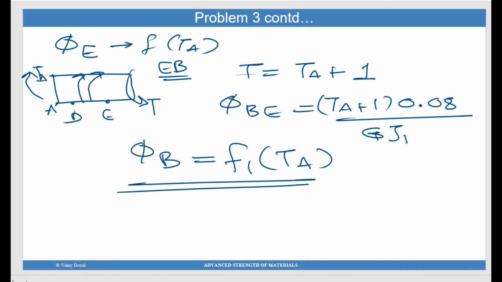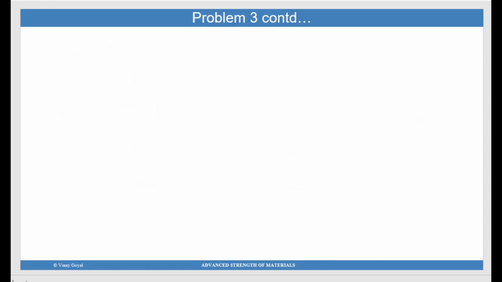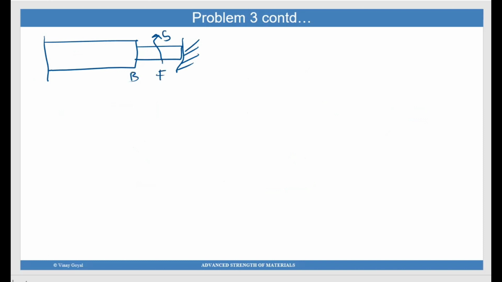So let's try to calculate phi B from the other end now. So I'll take the rod. There is this rod like this. So there is this 5 Newton meter here, which is F. This is B. And this is TA. This is A. So now what I'm going to do is look at the section FC first. I'm going to try to get phi B from the other end.